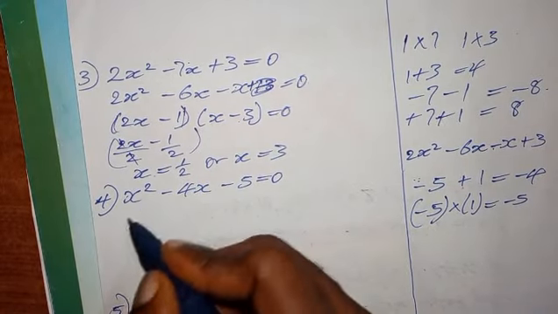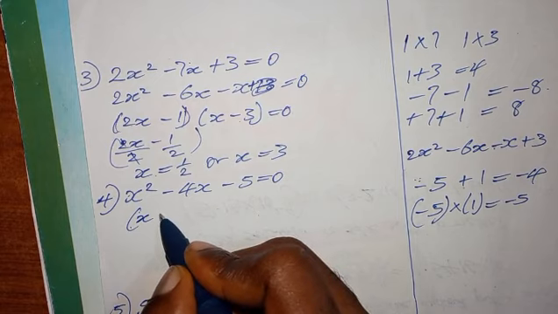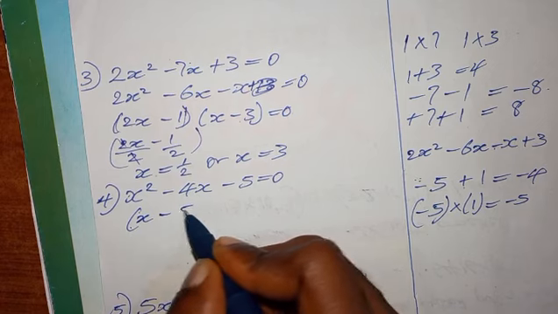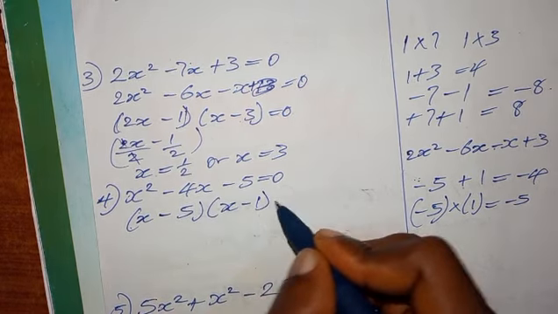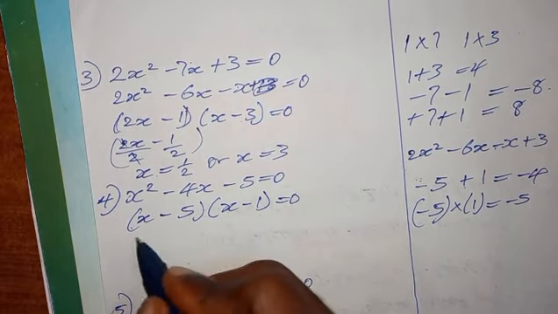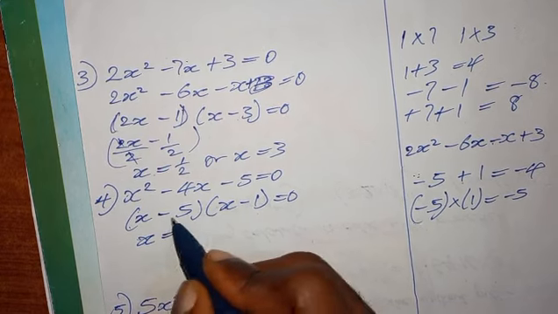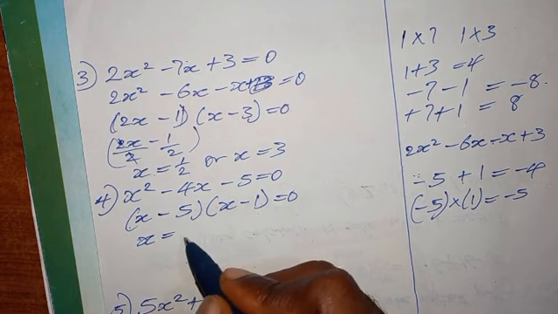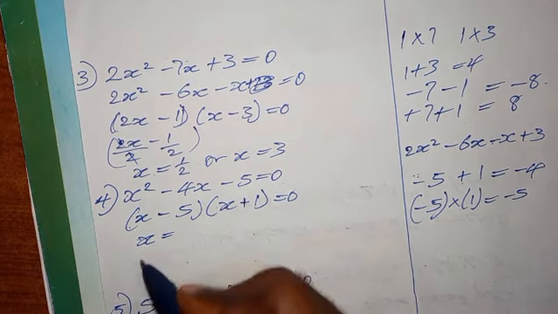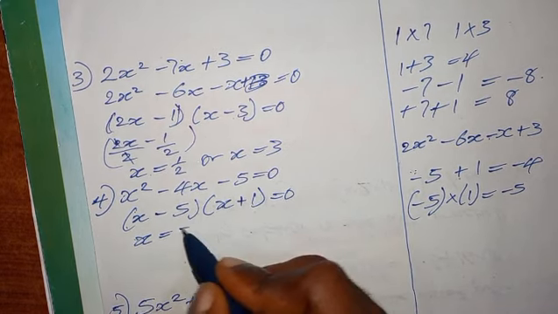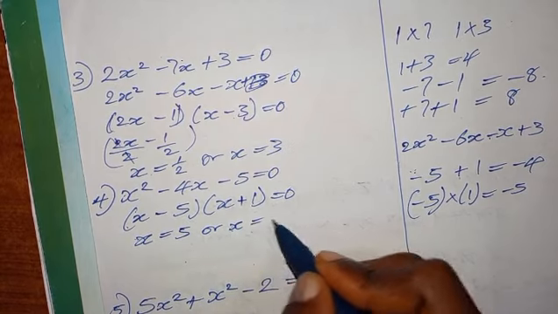So we bring them here, which is x, the first x is equal to minus 5, x minus 1 is equal to 0. Then remove them from the bracket, then you have x, then the equality sign, and the sign will change from minus to positive. Please don't forget this one is positive. From minus to positive will be 5, or x is equal to minus 1.